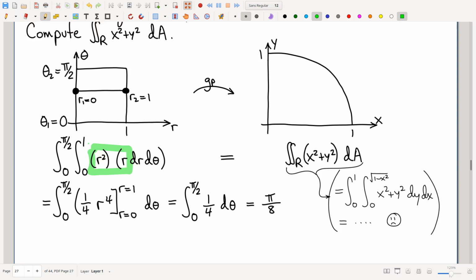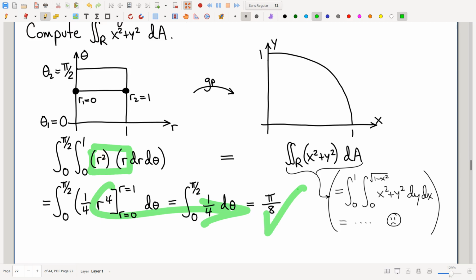Plugging in constant bounds, the single variable calculus here works out really easily. And the answer, no trig substitutions, no square roots, no weird ugliness. This was going to be just constant bounds, polynomials, life is good.